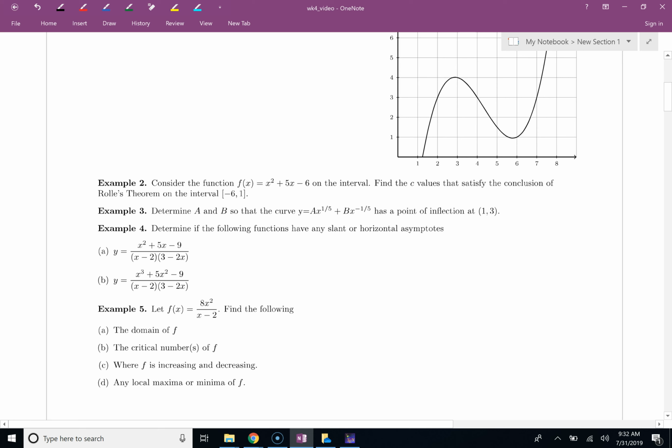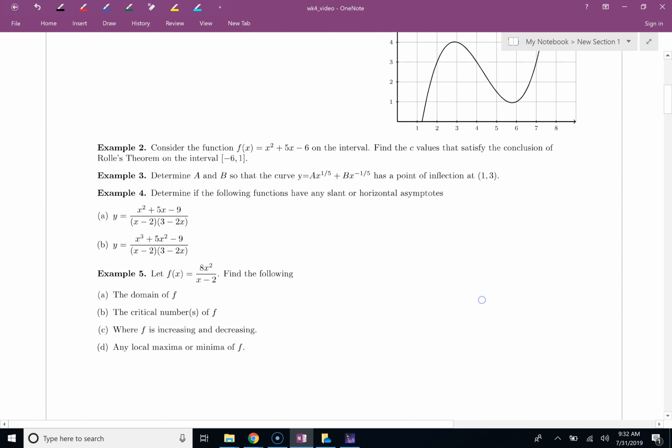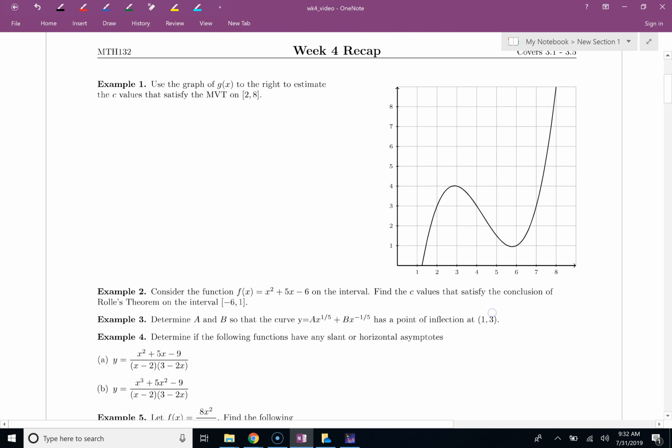So we want an inflection point at a very particular value of x on this curve, and so we'll show how to do that. Example 4: horizontal and slant asymptotes, and then example 5 is going to be our curve sketching problem. So these are the problems that I'm going to be doing. Again, feel free to jump around and watch the parts that really interest you. Without further ado, let's do example number 1.